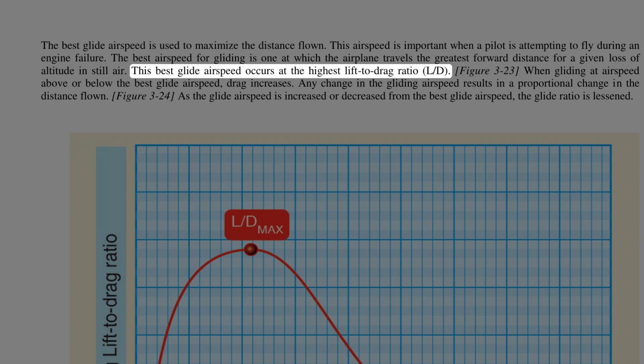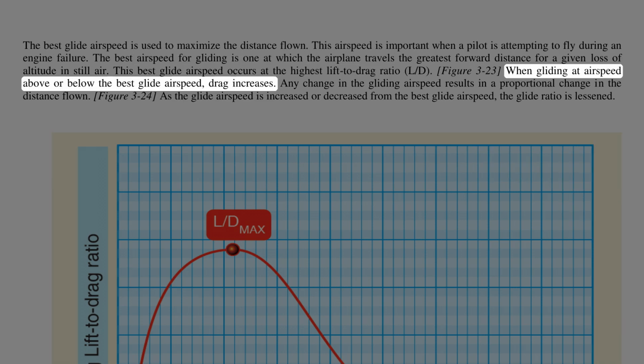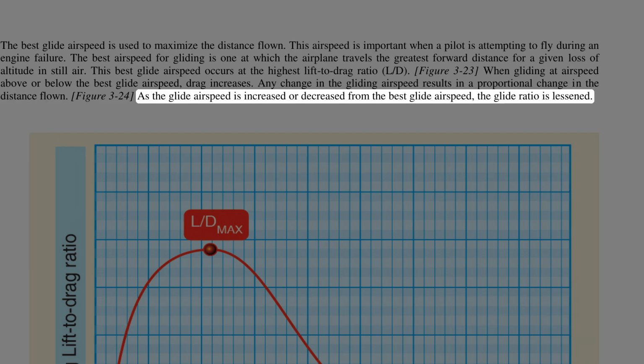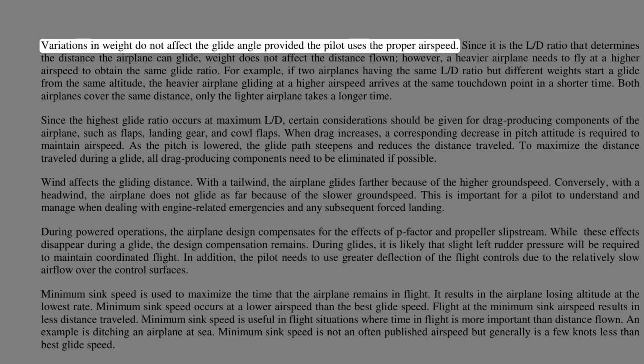This best glide airspeed occurs at the highest lift-to-drag ratio, L/D max. When gliding at airspeed above or below the best glide airspeed, drag increases. Any change in the gliding airspeed results in a proportional change in the distance flown. As the glide airspeed is increased or decreased from the best glide airspeed, the glide ratio is lessened. Variations in weight do not affect the glide angle provided the pilot uses the proper airspeed.